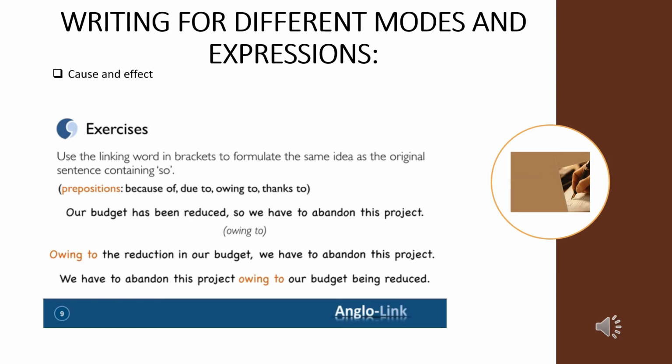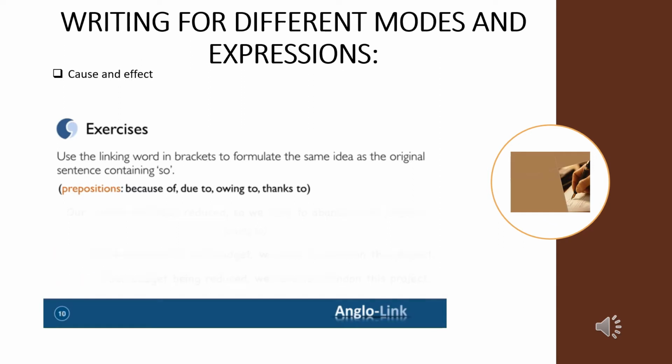Notice again that there are two different subjects, and therefore the second subject, our budget, is repeated before the gerund being. You can swap them round. Owing to our budget being reduced, we have to abandon this project. Okay, and finally, number 10.